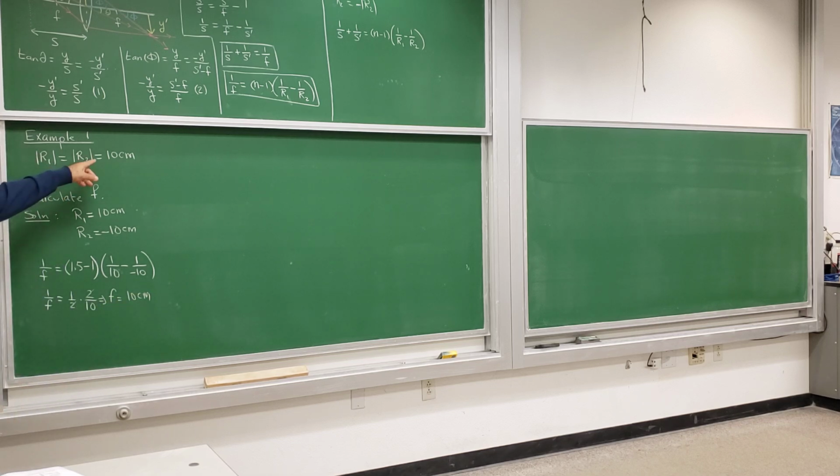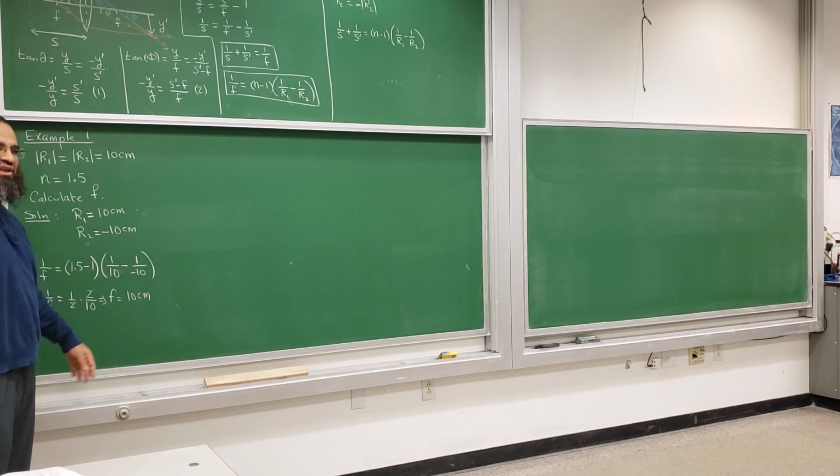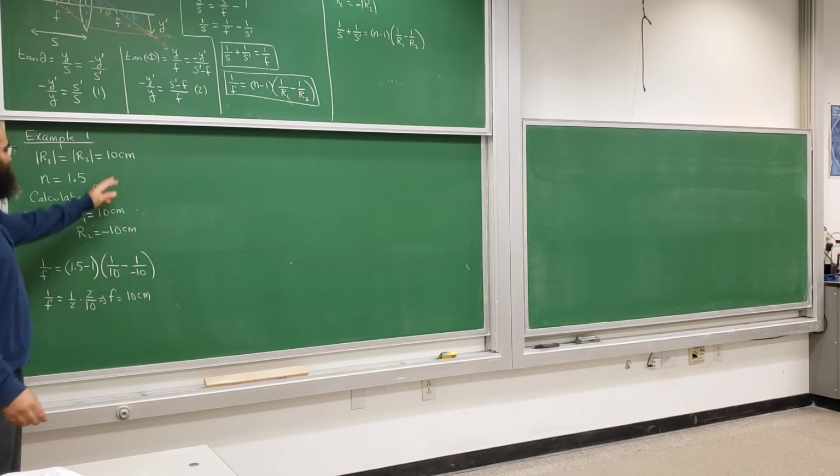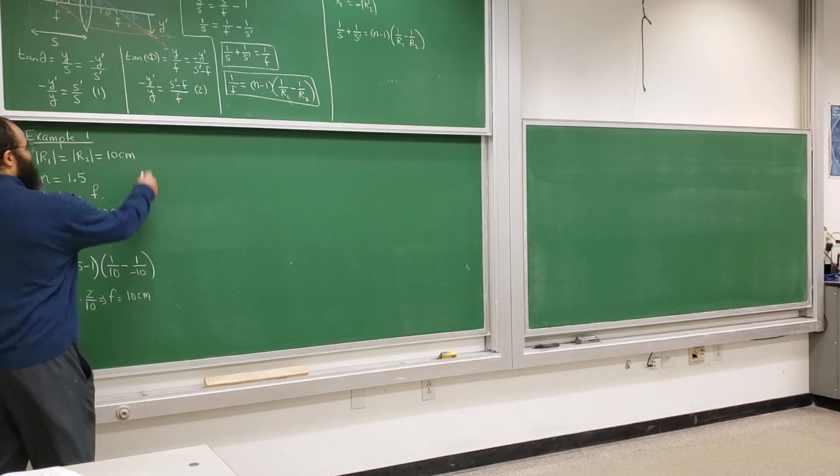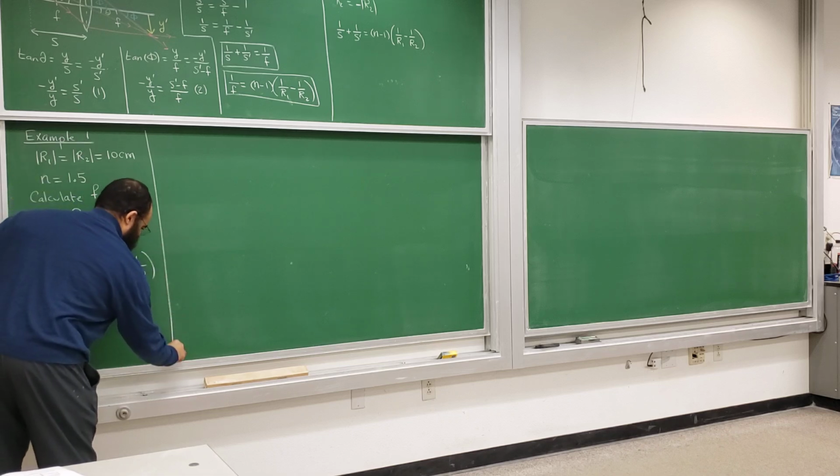Probably 10 is a poor choice because they came out to be the same number, but that's fine. We could have chosen 8 or 20 or something like that. And also the index of refraction doesn't help, that it's 1.5. It would just be half of 2, which comes out to be half. Anyways, that's that.